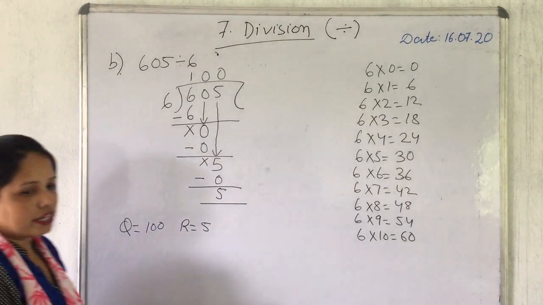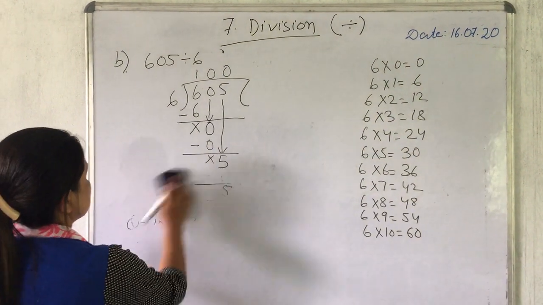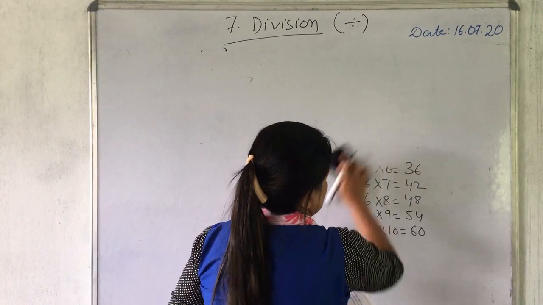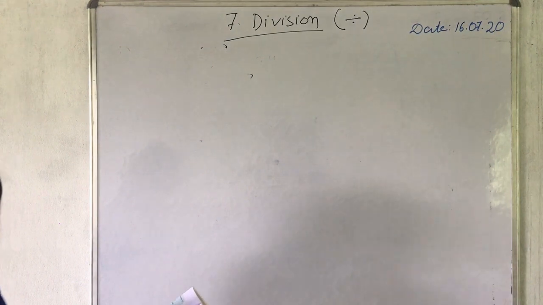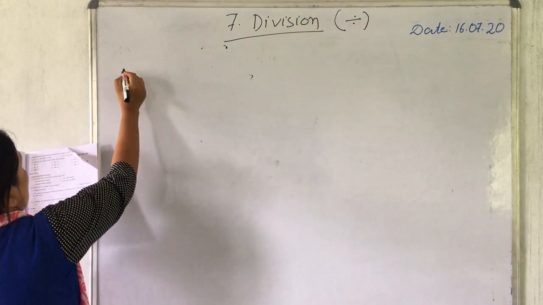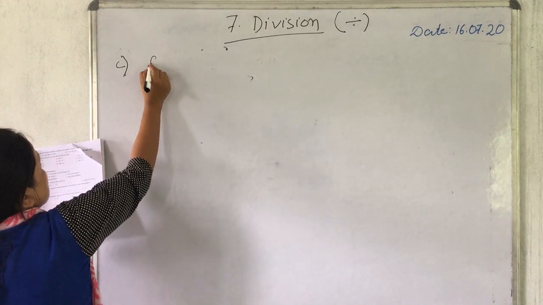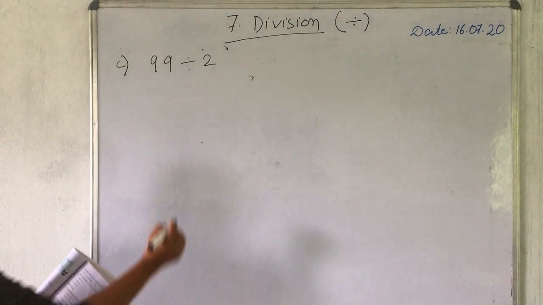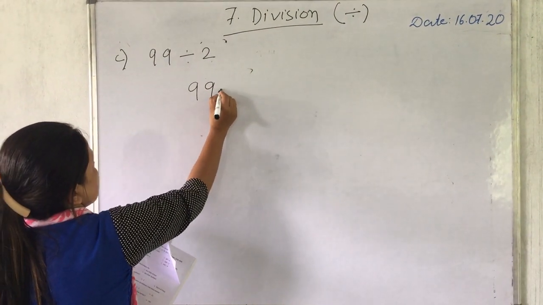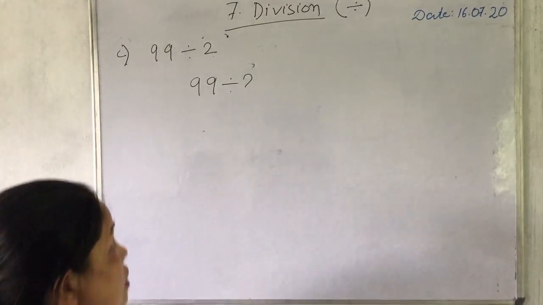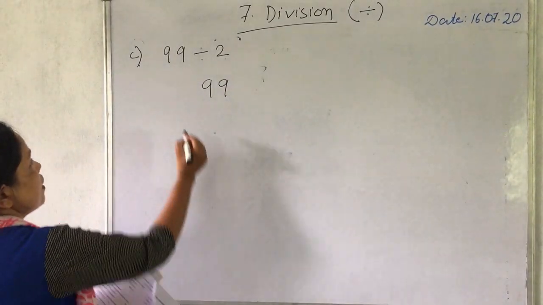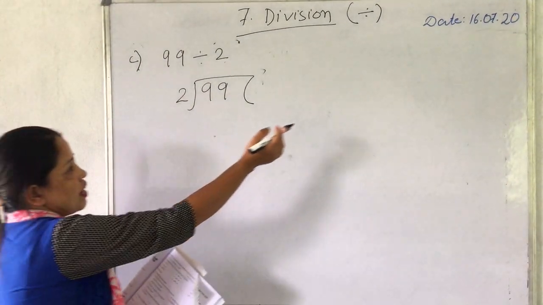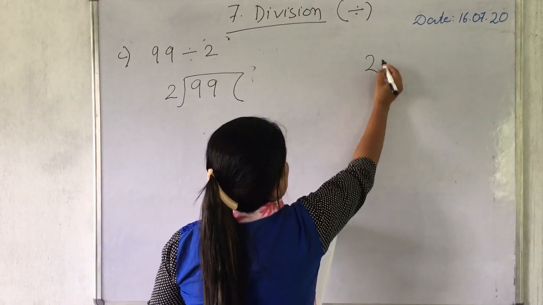Okay children? Now next, again I will show you, next is number C. I will show you a 2 digit number. Okay? A 2 digit number divided by a 1 digit number. Now look here, 99 divided by 2. Okay, so you have to write the table of 2 at the right hand side of your copy.